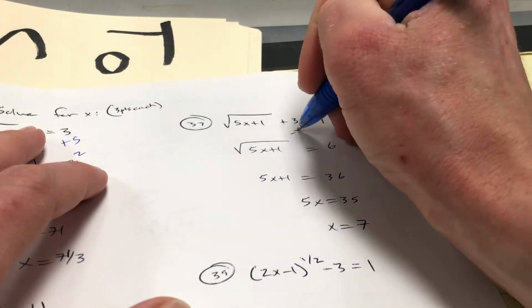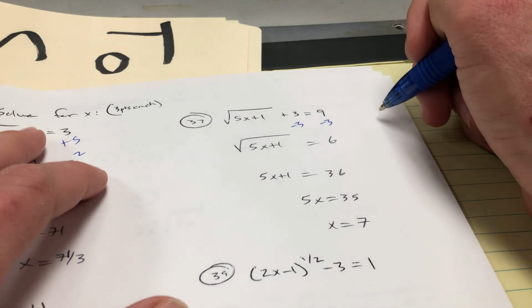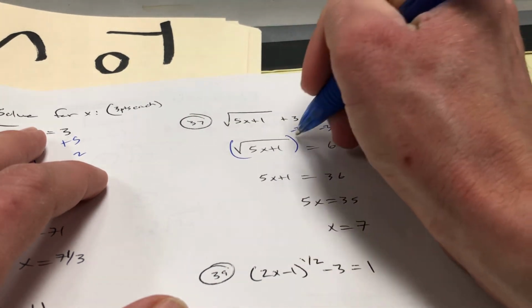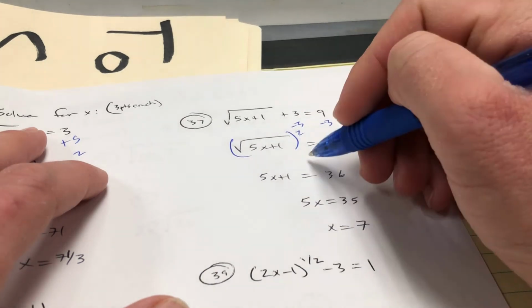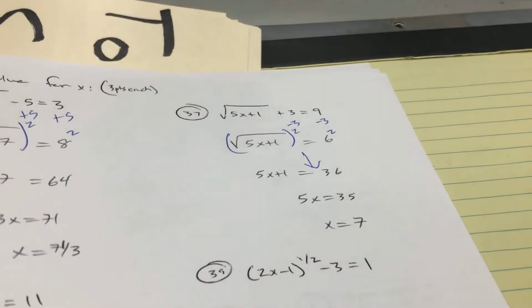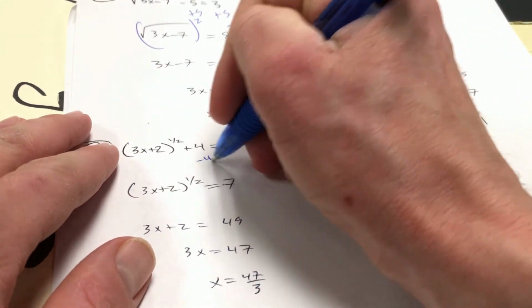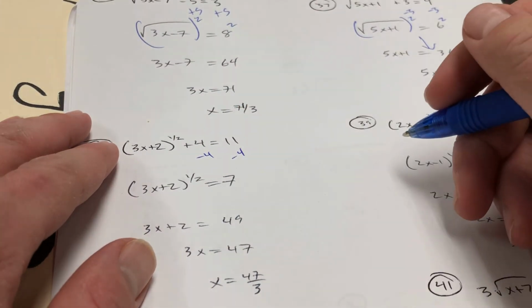On 37, I need to subtract 3 from both sides. I get the square root of 5x plus 1 is equal to 6. I'm going to square both sides. 5x plus 1 is equal to 36.